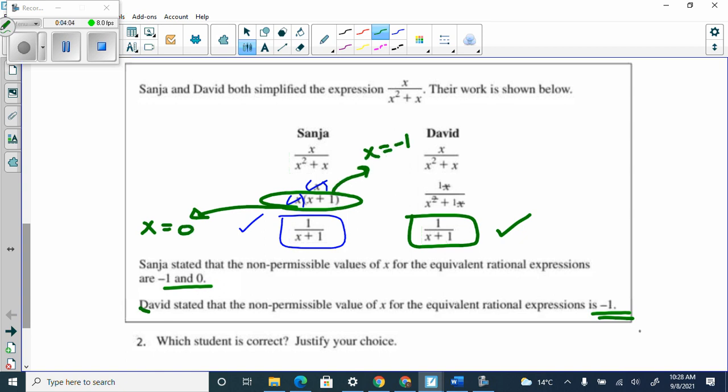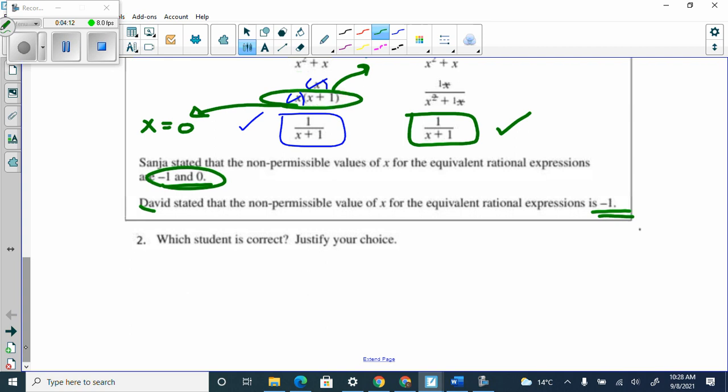So it's going to be Sandra. Now it says, which student is correct? Justify your choice. If you don't justify your choice, you're not getting the marks. There will be justifies, explains, compares, stuff like that on your diploma. If you don't do it, you will lose almost all the marks, okay?